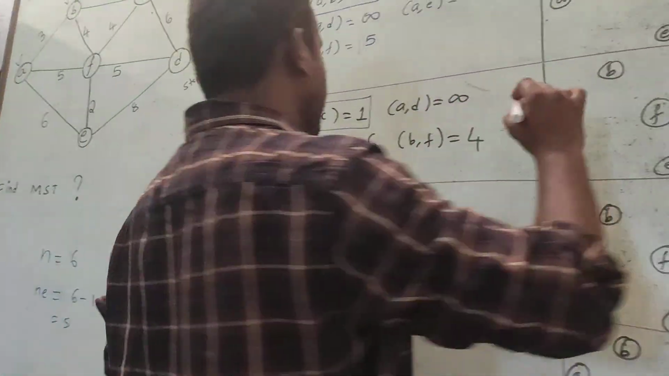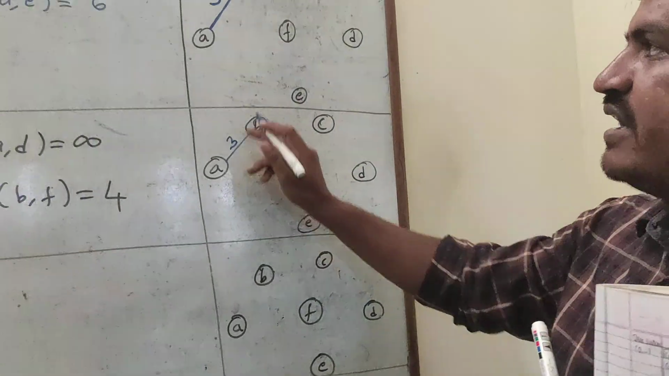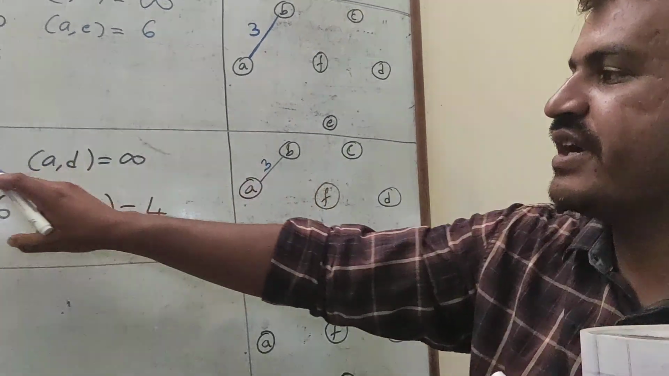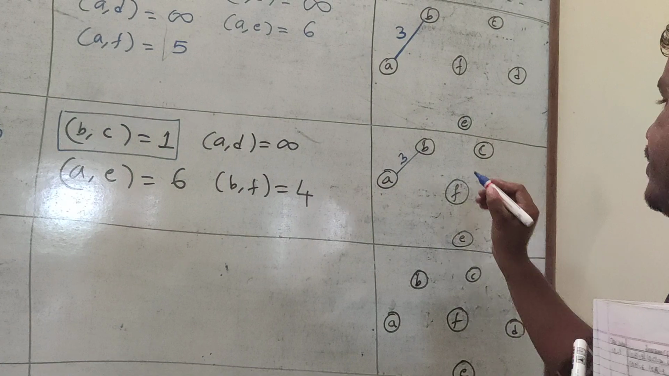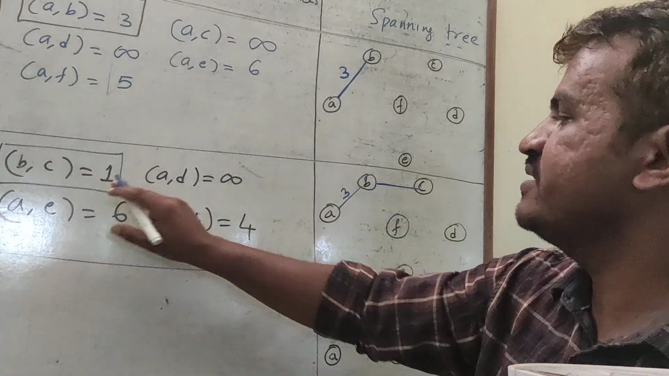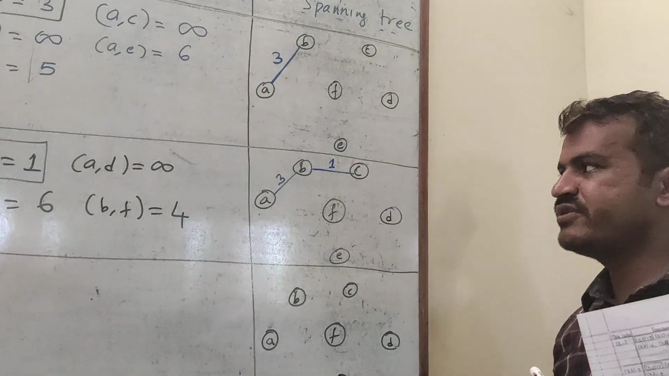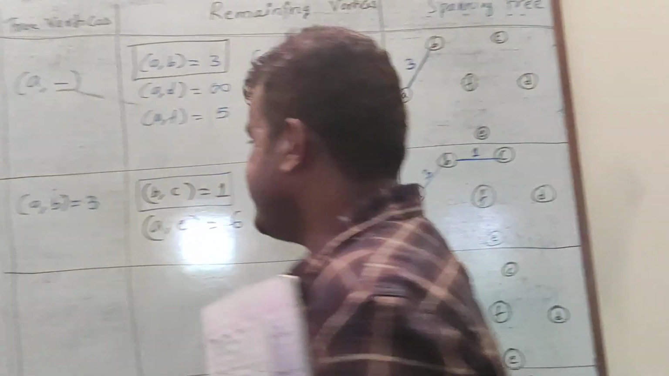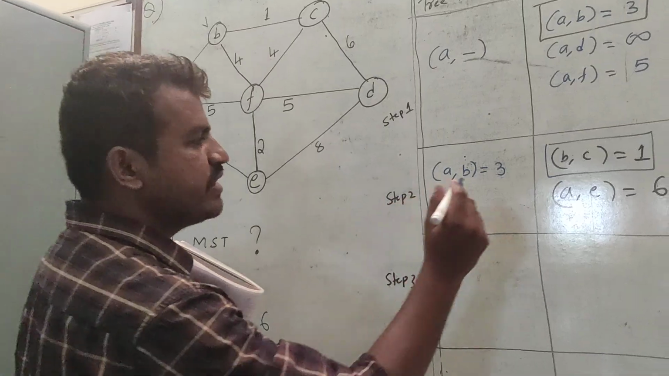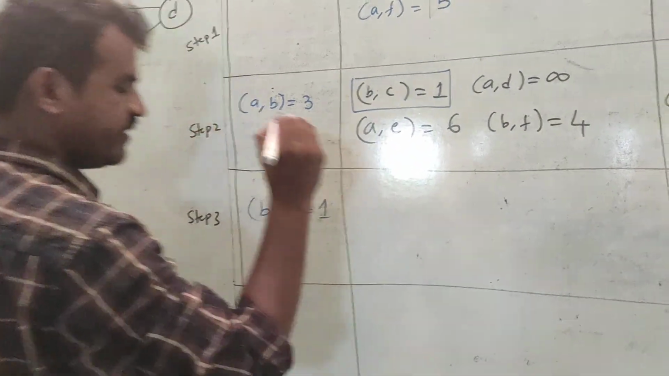Then you have to connect. Earlier connected value you have to write it 3. Earlier already connected is 3. The same thing you have to write down again here. Then newly connected is B to C. What's the weight? 1, you have to write like this. Now you are connected B to C equal to 1.